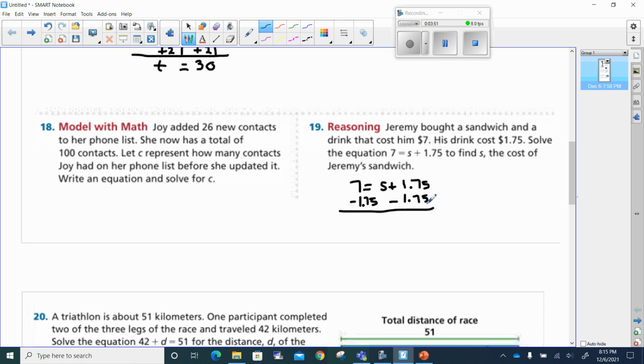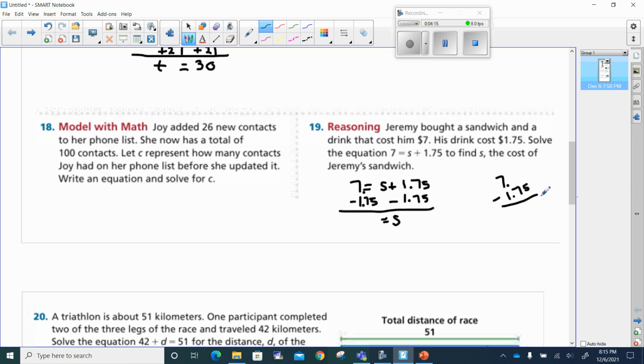Well, 1.75 minus 1.75 is 0, so S comes down by itself. The equal sign comes down, and now I've got to take $1.75 from 7. I can remember that my decimal here is with the 7. I'm going to have to borrow one from here. I'm just going to bring this off to the side so we can see this at work.